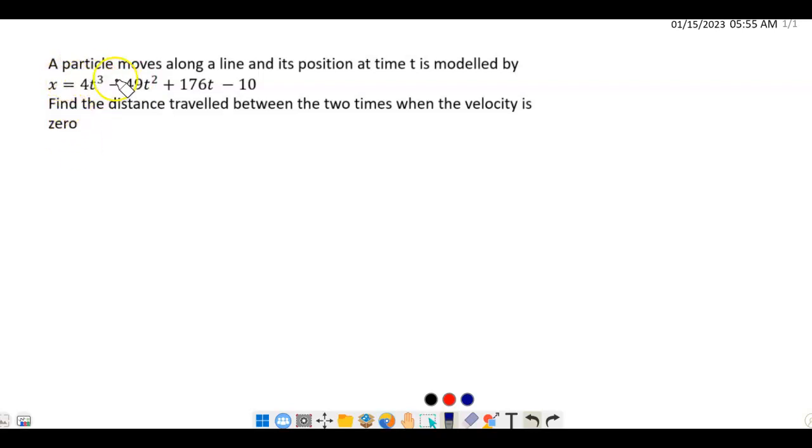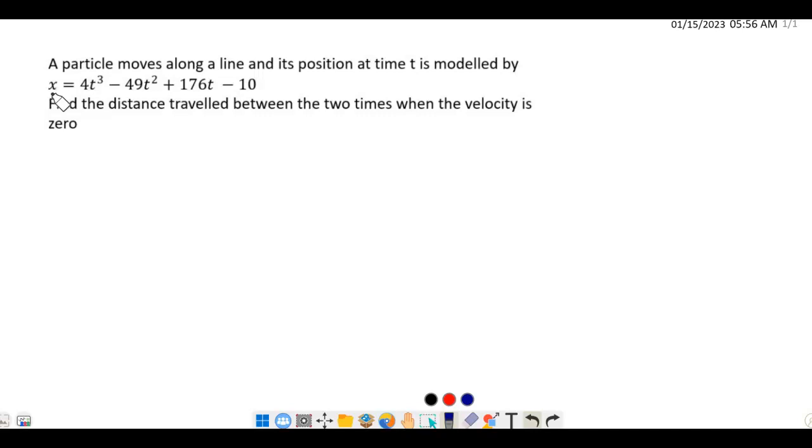So a particle moves along a line and its position at time t is modeled by the equation given. You are required to find the distance between the two times when the velocity equals 0. How do we find the velocity from here? Now, x is the distance given as the equation here. So when you differentiate x, you're going to get the velocity. So we can work from here.